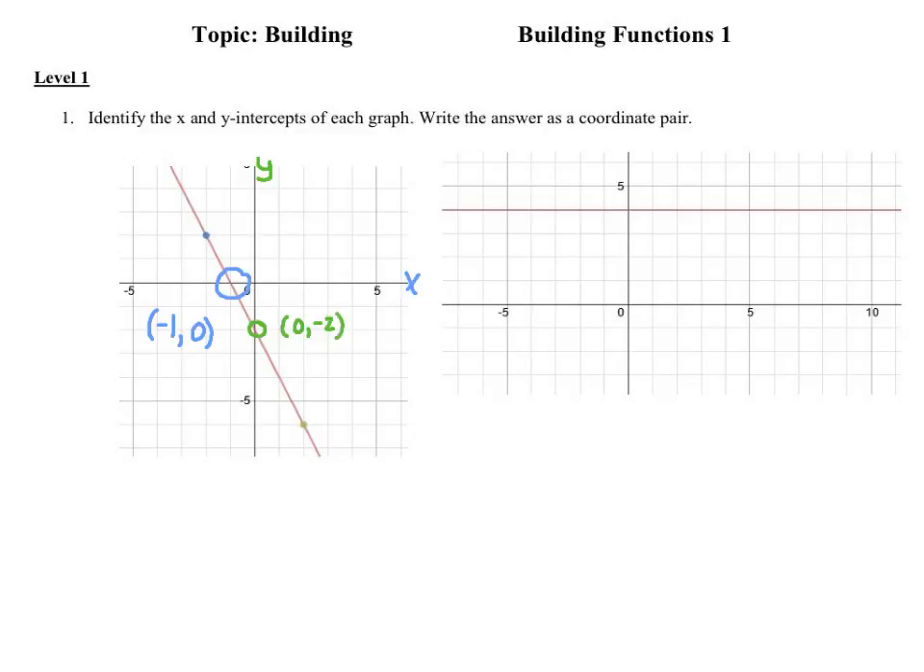Taking a look at the next graph, I need to find the x-intercept. Notice that the graph is horizontal, and it never crosses any part along here on the x-axis. So I'm going to say that there is no x-intercept. Now we need to find the y-intercept. The y-intercept is where the graph crosses the y-axis, and that happens at this point right here. So the ordered pair is going to be 0, comma, 4.